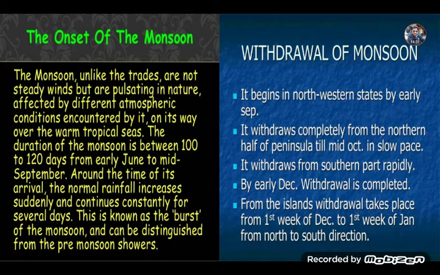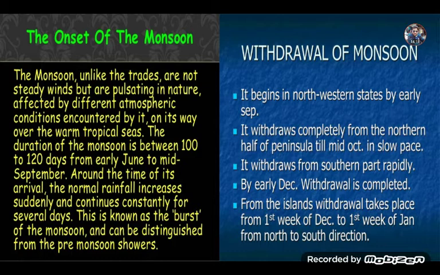Then the withdrawal of the monsoon begins in the northwestern states by early September. It withdraws completely from the northern half of the peninsula by mid-October, and it withdraws from the southern part rapidly. By early December, withdrawal is completed.